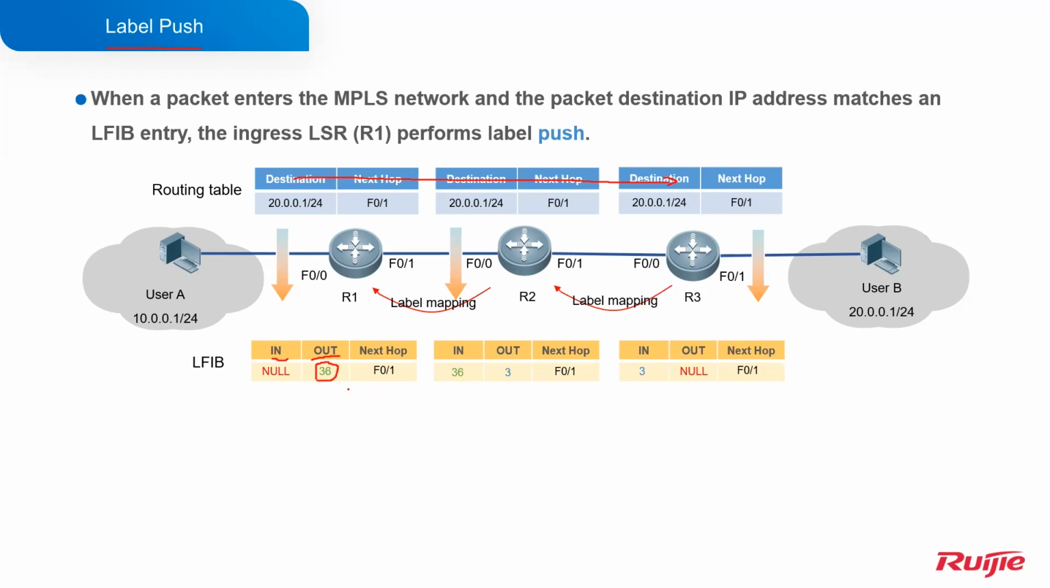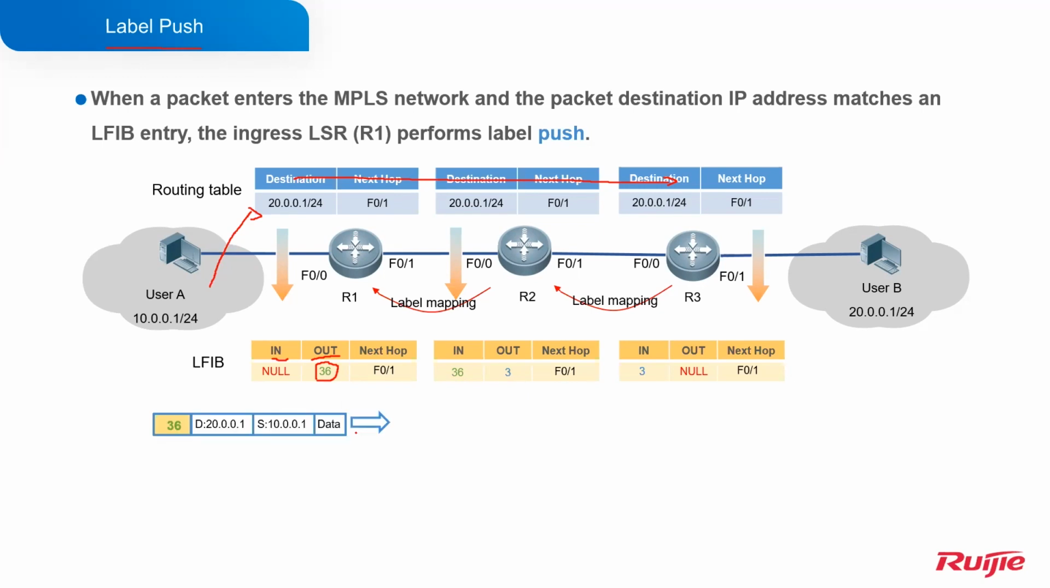If you don't deploy the label information and don't distribute the label for this FEC, when you take the destination IP address to match your IP routing table, you will directly find your next hop, do the encapsulation, and then forward the message out. So this is the first step for route 1, the most upstream router. The action is label push.